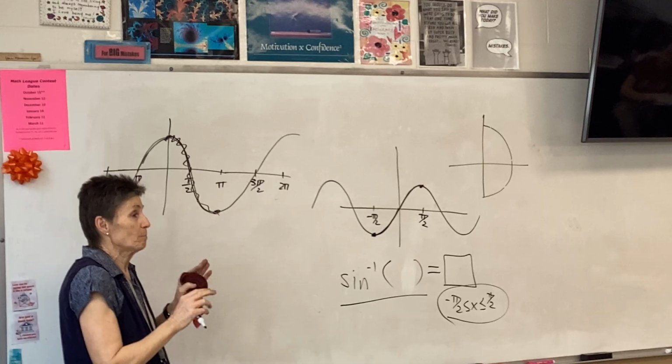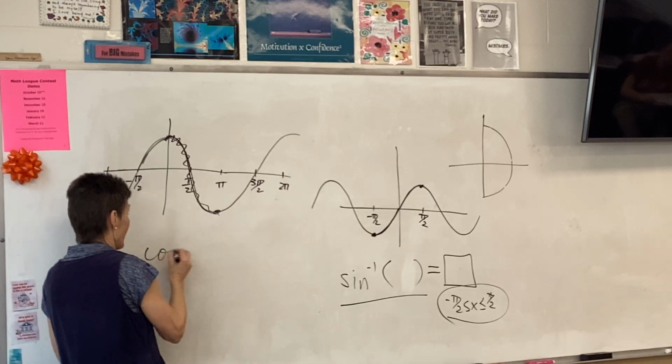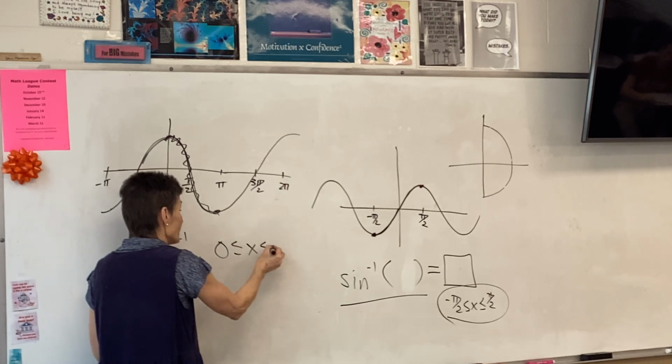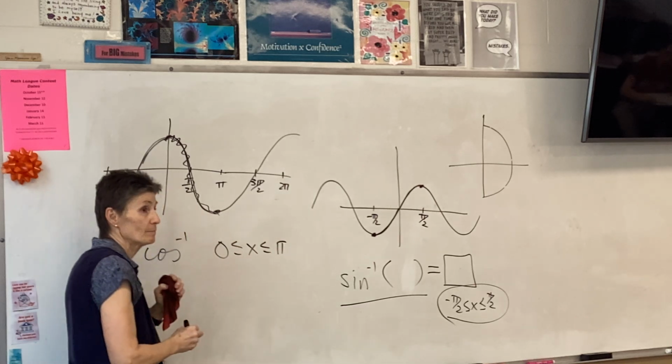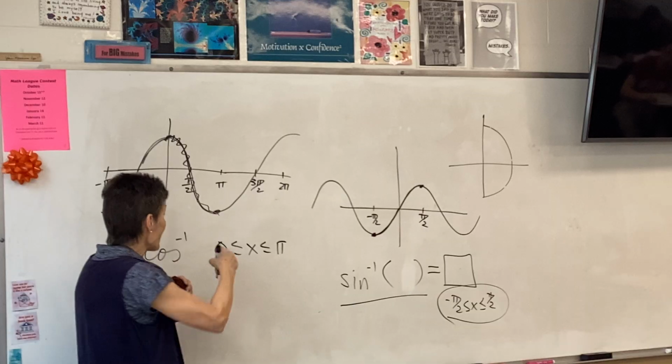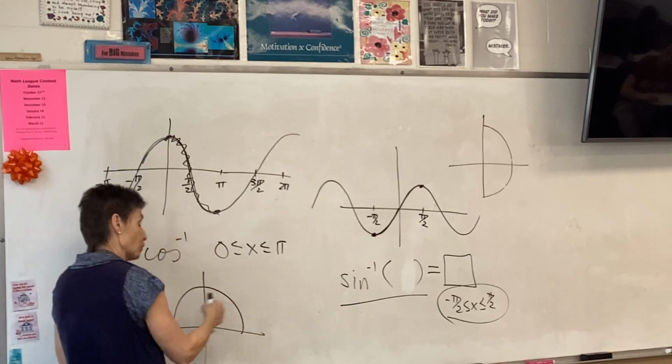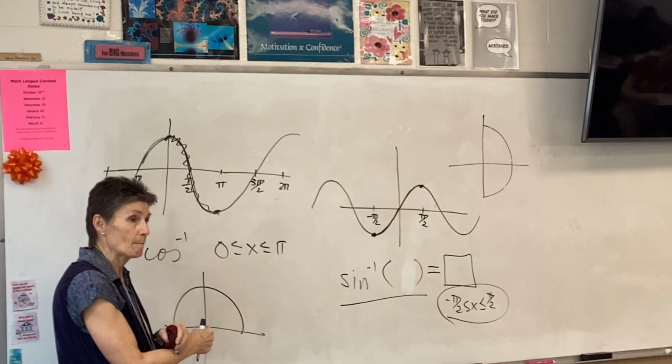So what are the principal values of the inverse cosine? The inverse cosine is 0 to pi. So any problem you're doing with an inverse cosine, you're looking at that part of the circle.